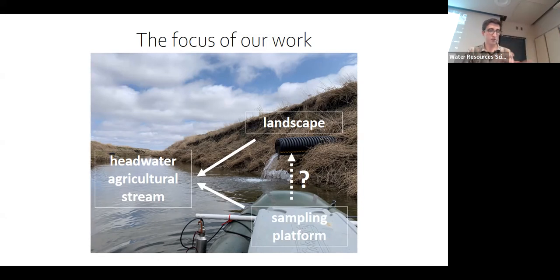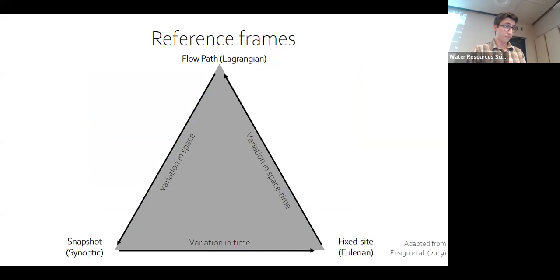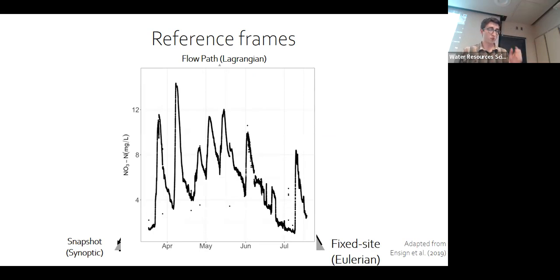Before getting into these three components, I want to take a step back and position this work a little bit and talk about these three different reference frames for measuring water quality. In the bottom right-hand corner, you have fixed site Eulerian sampling, where you have a continuous temporal record that you're measuring, but it's just at one location. And the opposite of that is this snapshot synoptic sampling, where you're measuring across space, but at a single point in time. And then you have your Lagrangian sampling that sits in between those two.